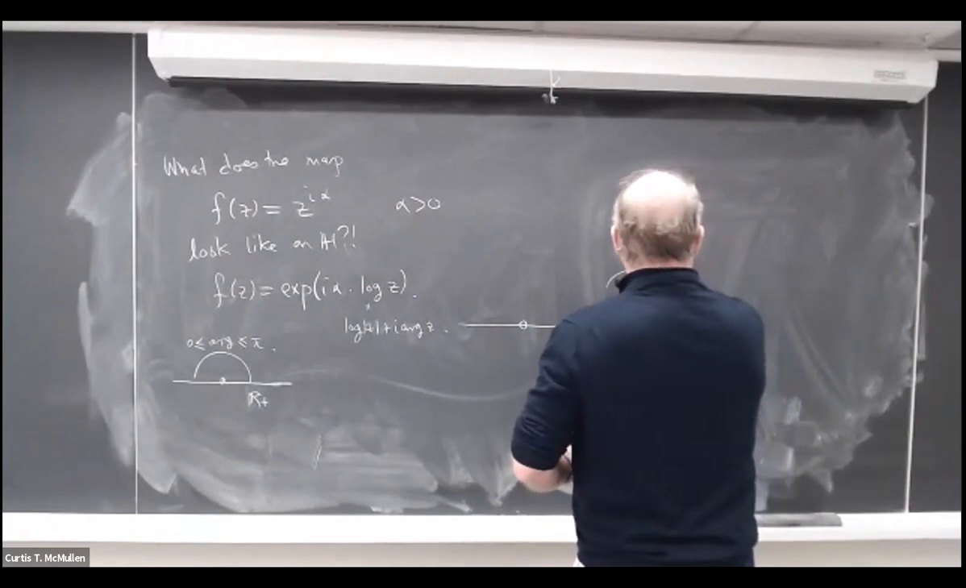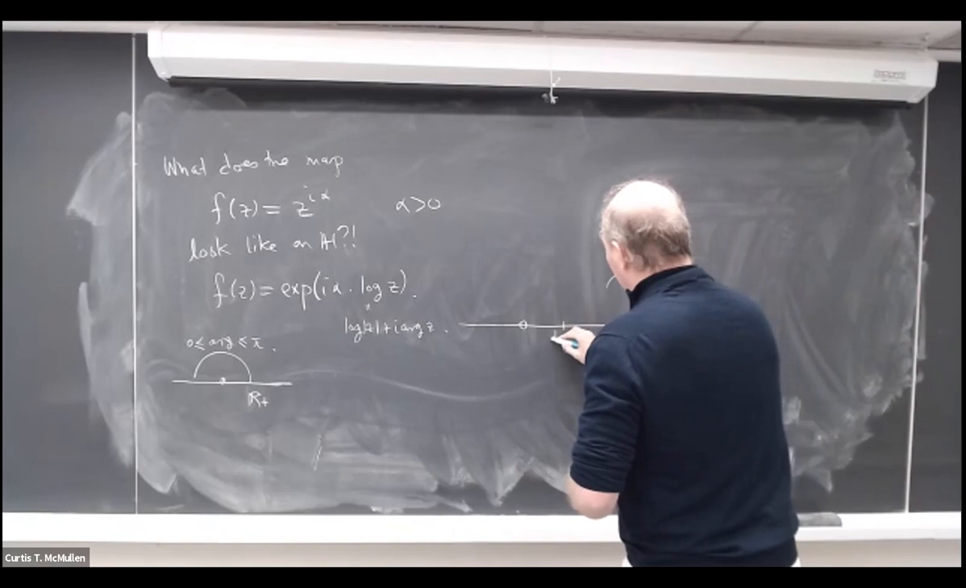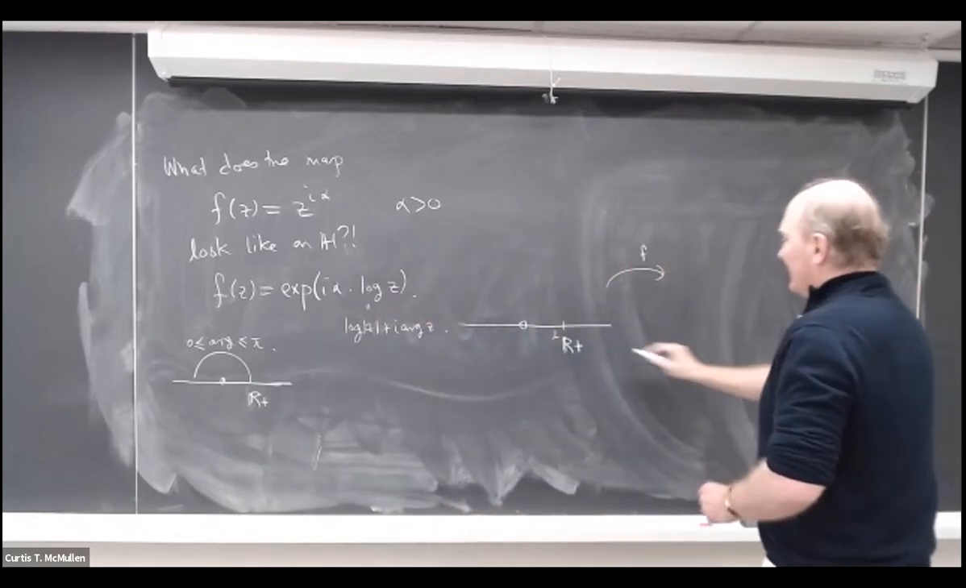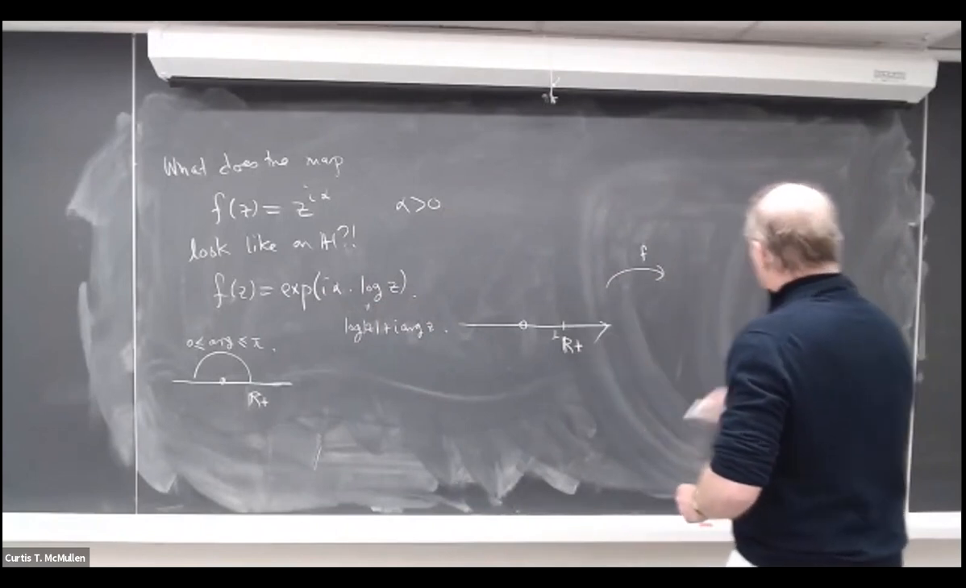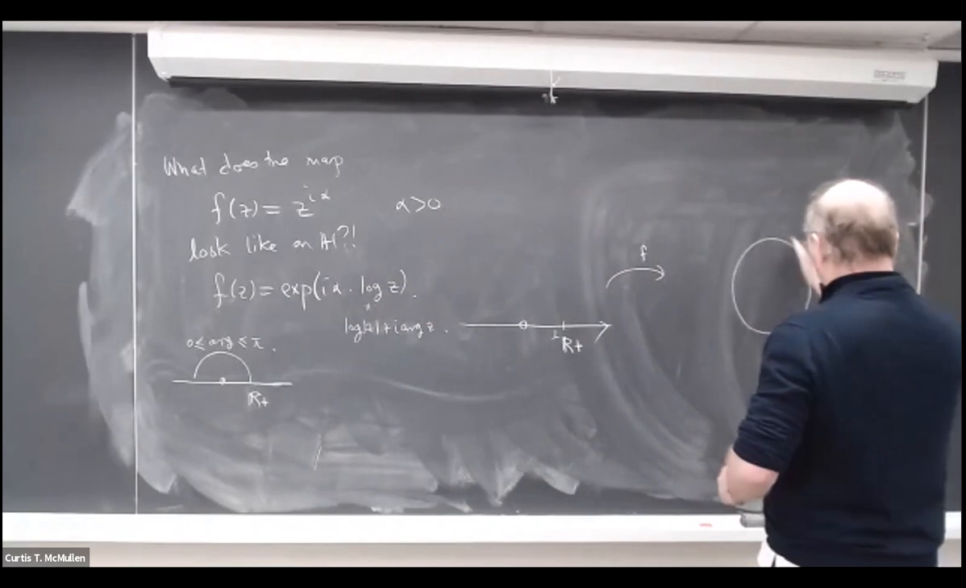So this maps by f to a region in the complex plane. The point 1 has a logarithm of 0. It goes to e to the 0, which is 1. And then as you continue to the right, you go around and around the unit circle over and over again.